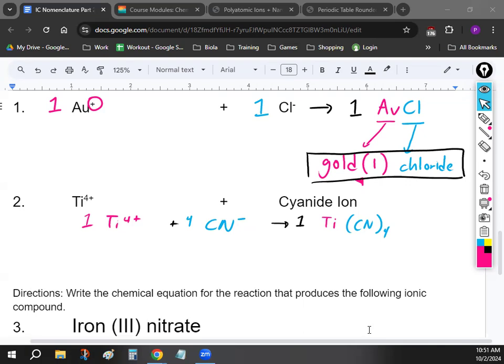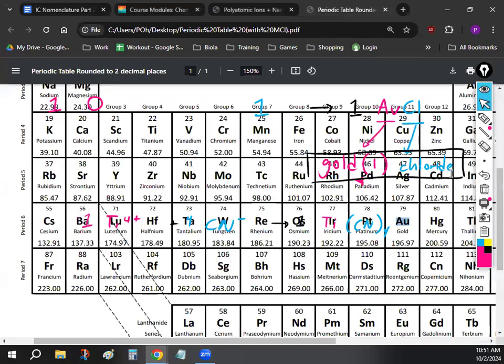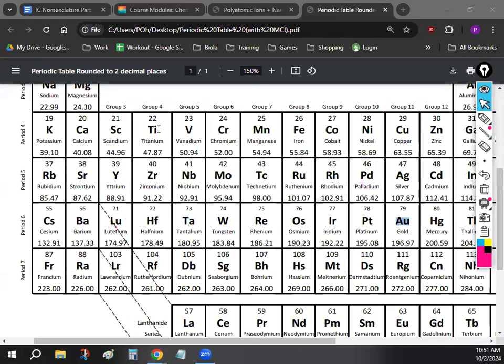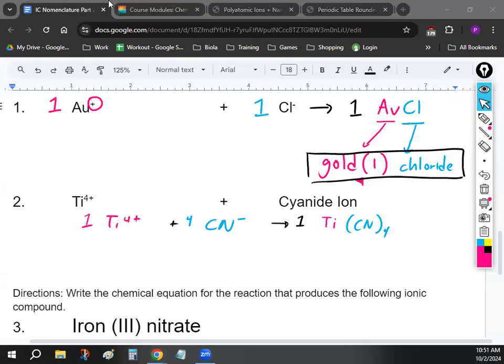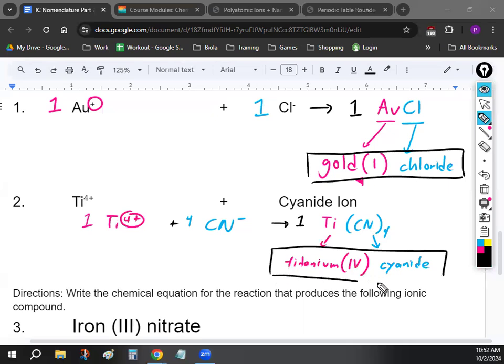Okay, let's do the naming now. If you take a look at Ti, titanium, on the periodic table, you'll notice Ti is in this middle section right here, the part that has no pattern. So we have to use the rule that we learned today. We write the name for Ti, which is titanium. Since it's positive 4, we have to write 4 in Roman numerals behind it, so IV. And then CN comes from the polyatomic chart, which is just cyanide. So we have titanium(IV) cyanide.